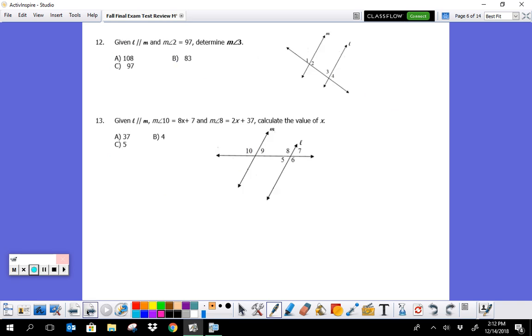Number 12, given L is parallel to N, so I'm going to draw that on my picture. I'm just going to draw two little arrows to show those are parallel. And the measure of angle 2 is 97, and it wants me to find 3. So when you have two parallel lines cut by this transversal, angles 2 and angle 3, those are called same side interior, and anything same side are going to be supplementary. So they're going to add up to be 180. So I'm going to do 180 minus 97. Okay, and that gets me 83.